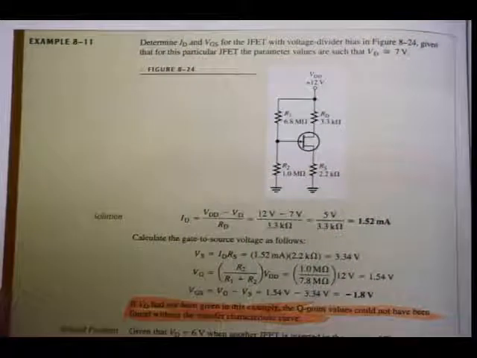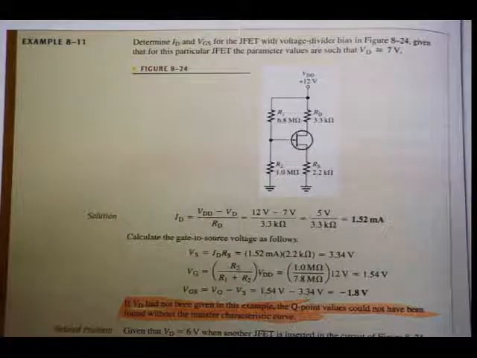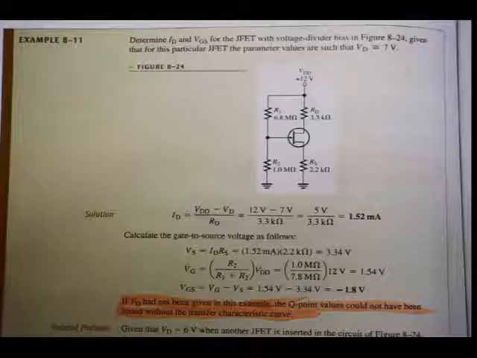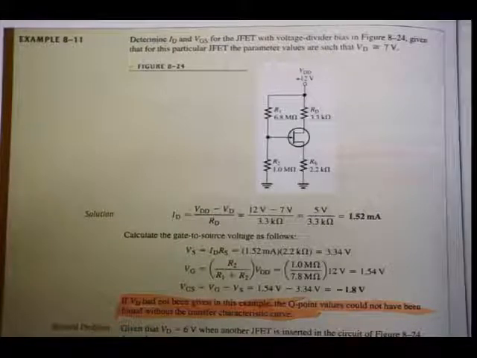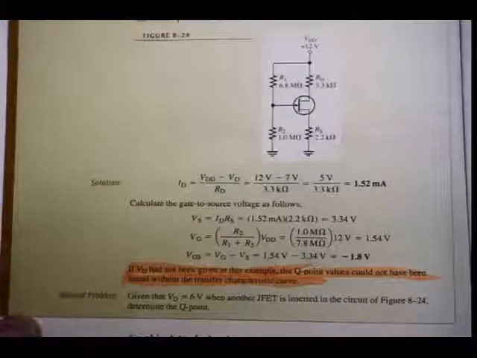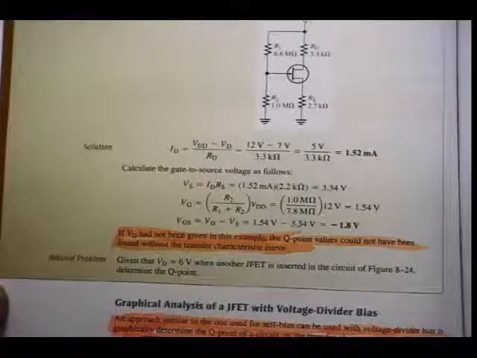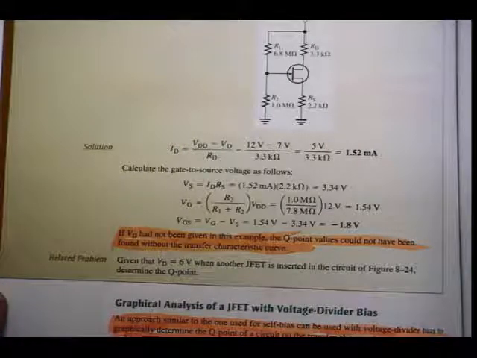Example 8.11. Determine ID and VGS for the JFET with a voltage divider bias in figure 8.24, given that for this particular JFET the parameter values are such that VD is equal to 7 volts. Alright, we look at the solution. ID, just using the formula, VDD minus VD over RD, I get a current of 1.52 milliamps.